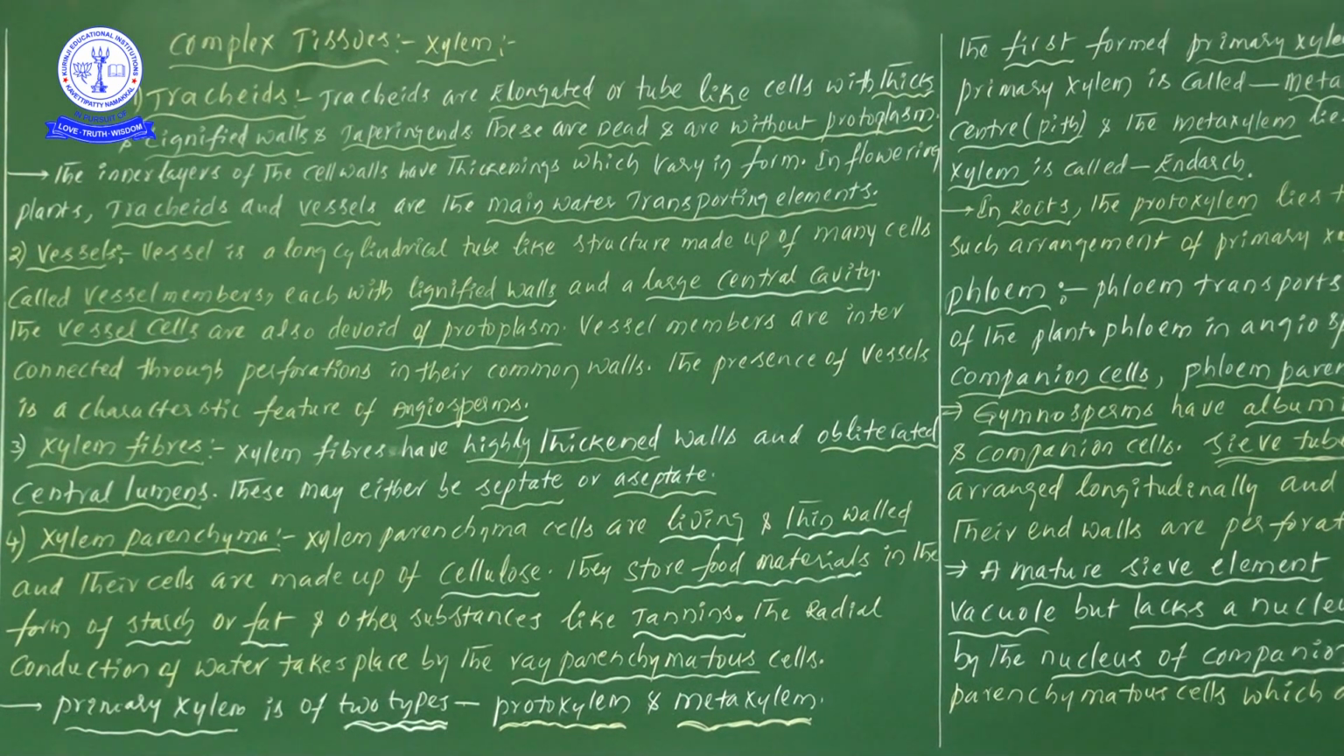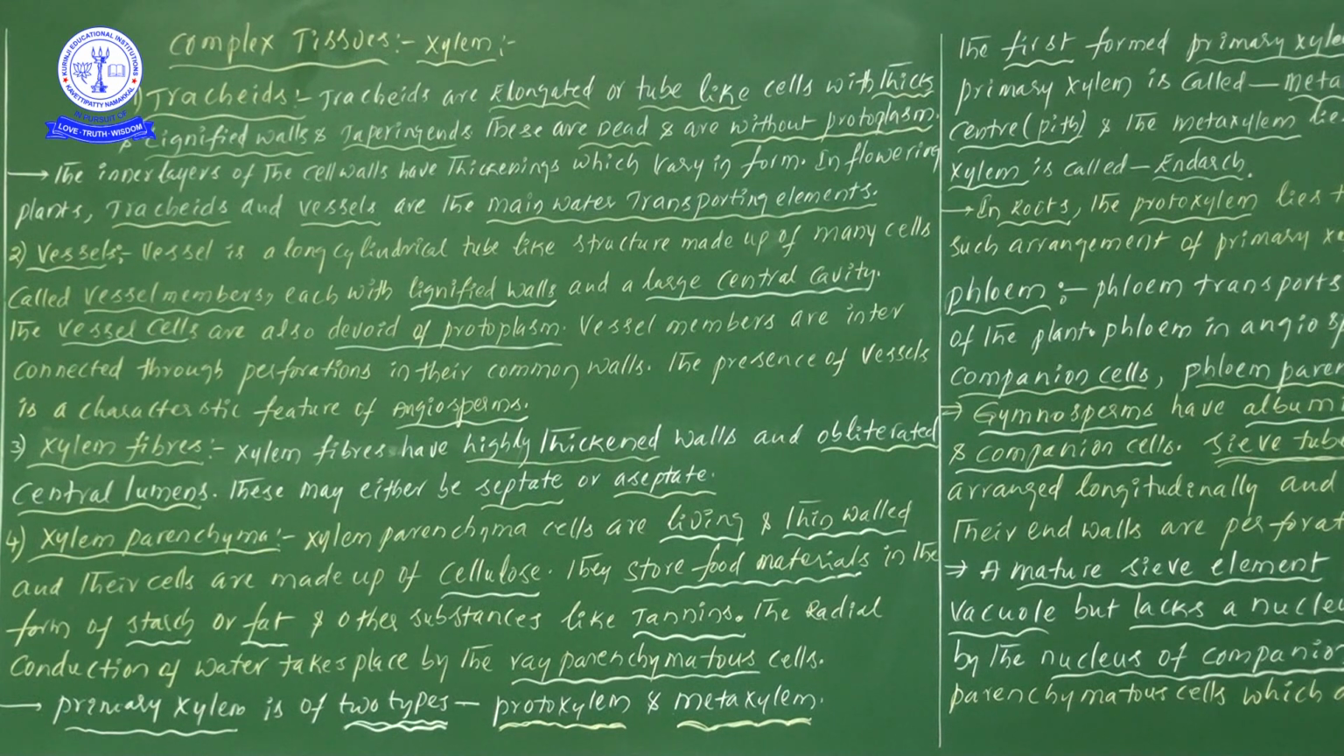Now, from the xylem members' point of view, xylem definitely conducts water and minerals from roots to the aerial parts of the plant body, isn't it? For our convenience to study, xylem has been divided into four types. First one is tracheids, second one is vessels, third one is xylem fibers, and fourth one is xylem parenchyma. One more time, let us learn: four types of xylem members: tracheids, vessels, xylem fibers, and xylem parenchyma.